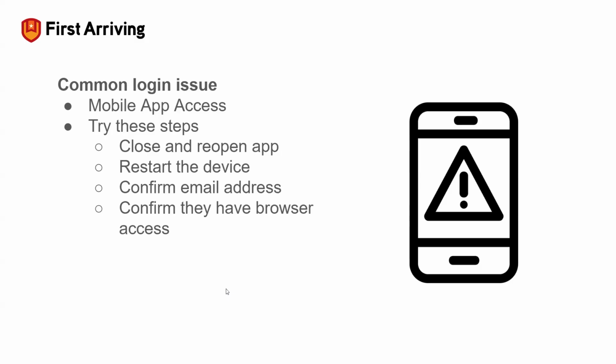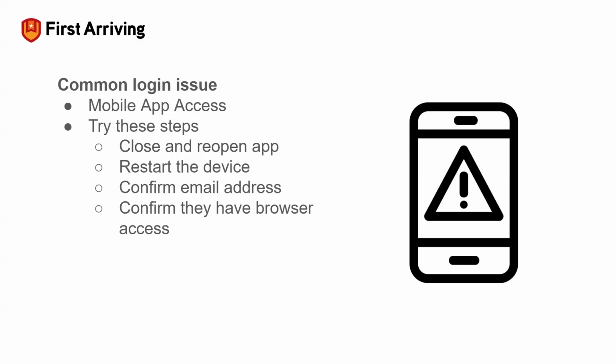The other one is when people have access issues with the mobile app. It's another one where people are going to come to you for assistance. The best ways to approach those when they're having access issues is, number one, to close and reopen the app. If that still doesn't let them in, restart the device and then go back into the app.